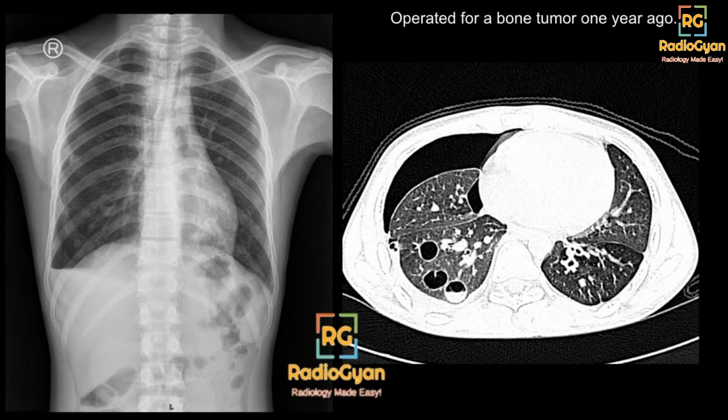The history here is that this was a kid, as you can see from the radiograph. This is a pediatric radiograph. This was a young child who was operated for a bone tumor one year ago. What bone tumor did this person have, or what kind of bone tumor, may not be specific, although there is one particular tumor in this age group, but there's a group of tumors which can give rise to this appearance in children.